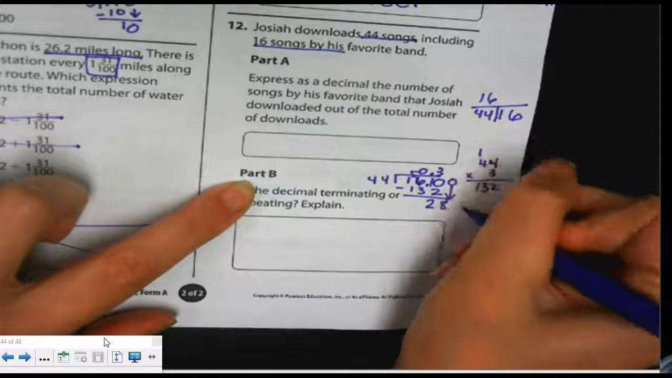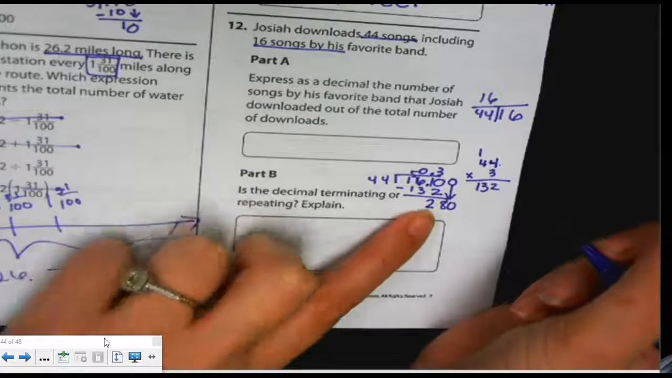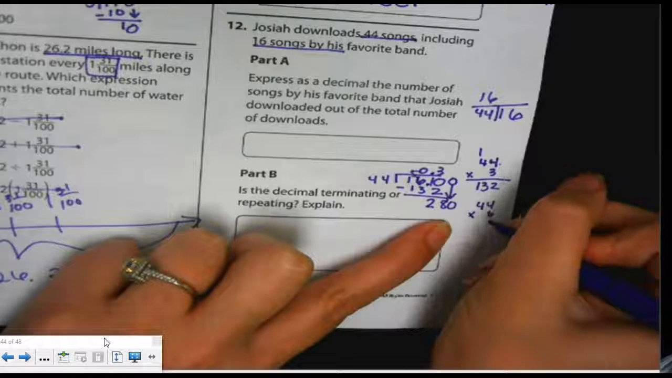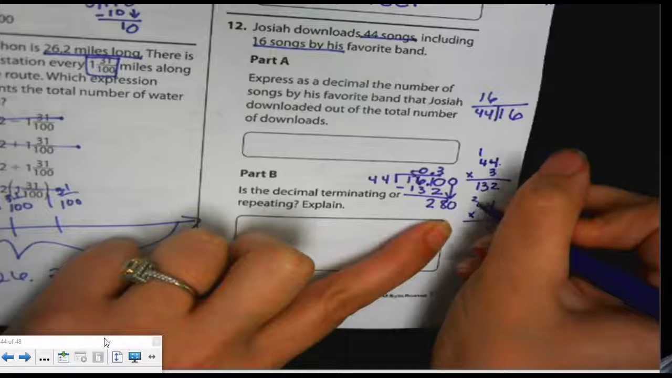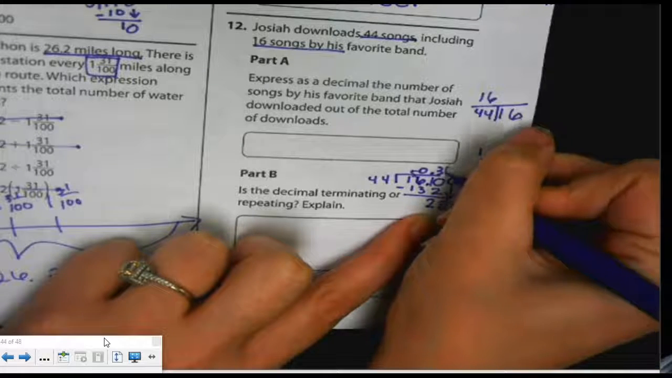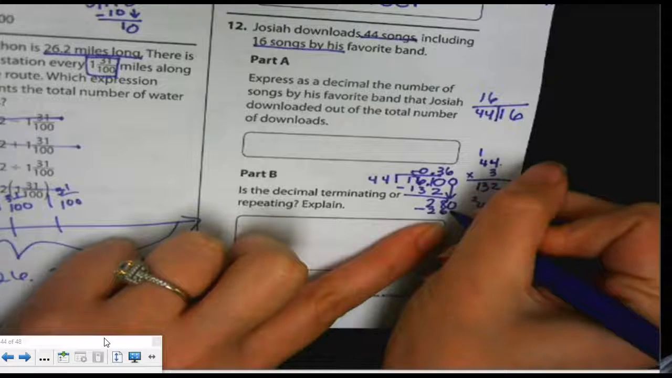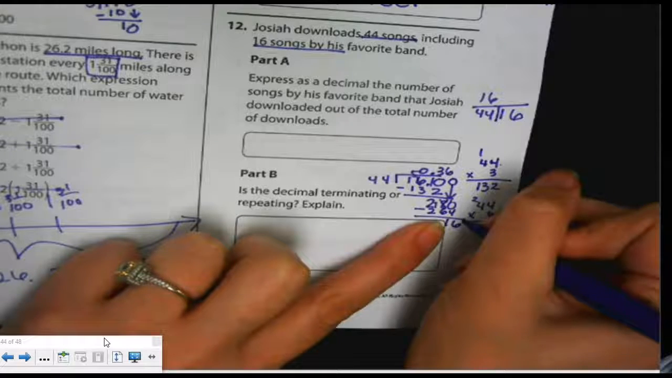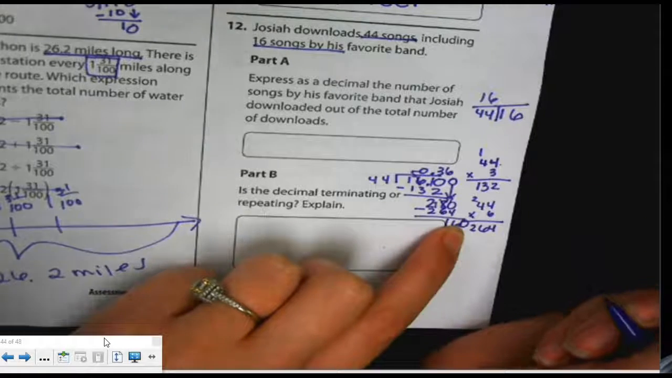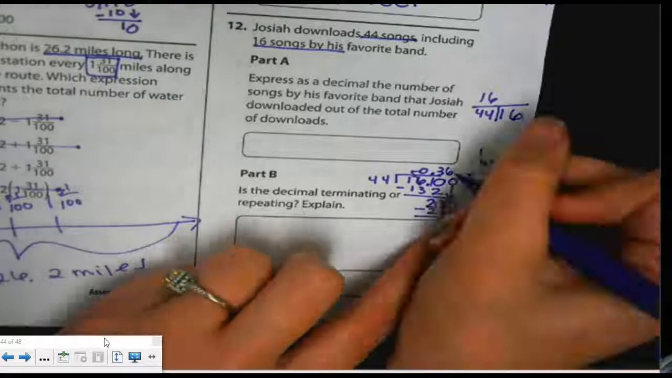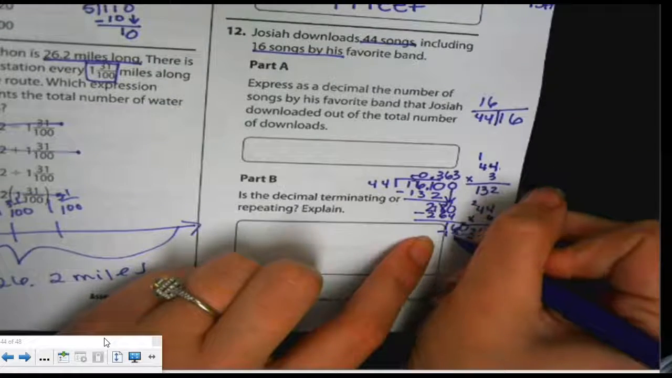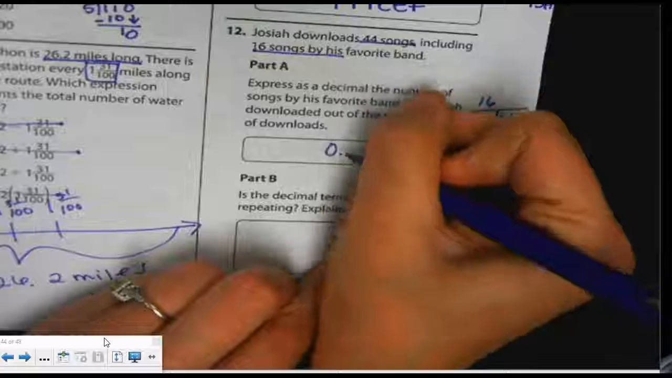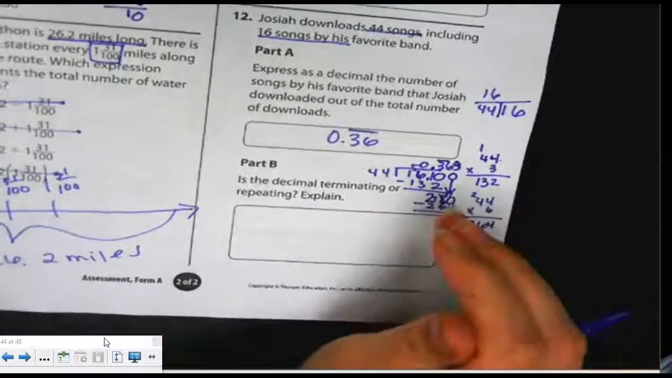I'm going to add a 0, bring it down. So how many times can 44 go into 280? I'm going to say, I think, 6 times. 44 times 6 is 264. And subtract. I'm going to get 160 again. So I said 44 can go into 160 3 times. I subtract, I get 132, and I'm going to get that 28, 280 again. So it's going to go 0.36. The 3 and 6 is going to repeat over and over again.